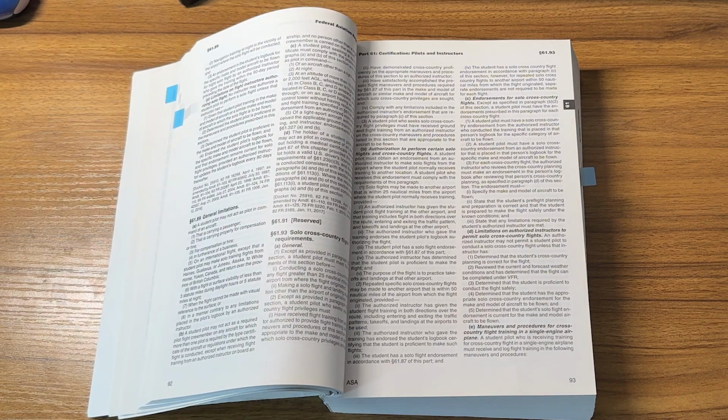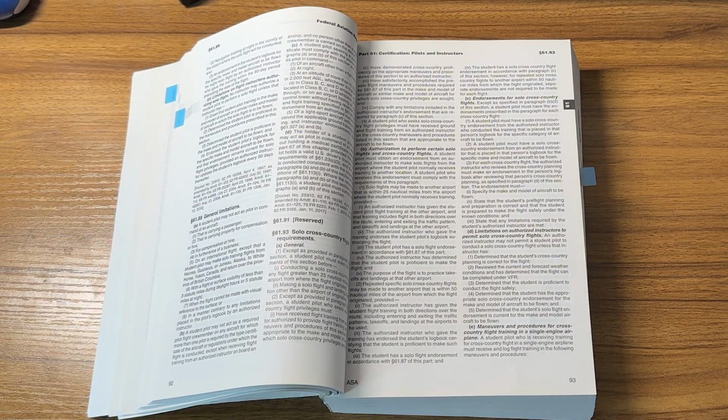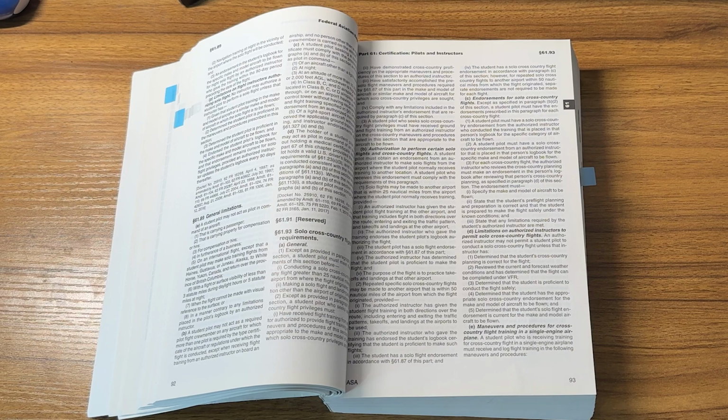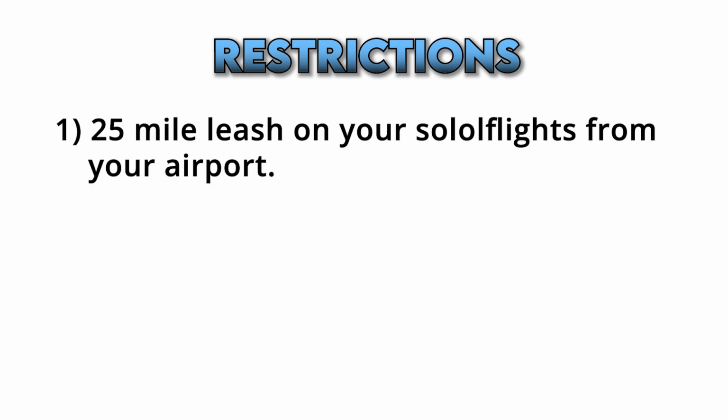And the limitations listed in 61.93 are all cross-country restrictions. Being able to complete your first solo cross-country is another milestone that I remember well, but it's more because of all the mistakes I made during it, and I'll be keeping those to myself. Until you have the proper flight and ground training endorsement, you will also have these restrictions, which is a 25-mile leash on your solo flights from your airport.